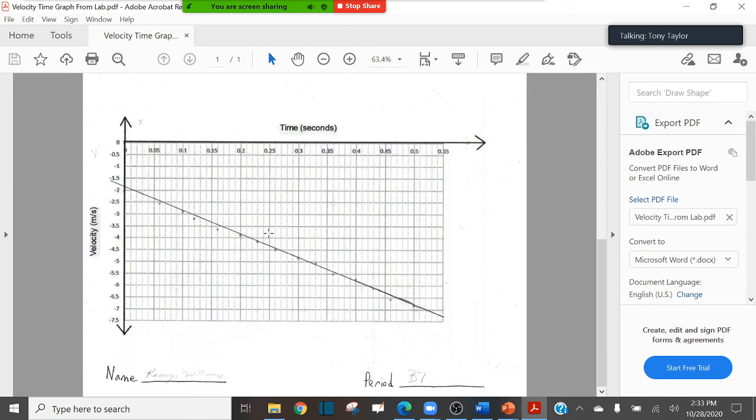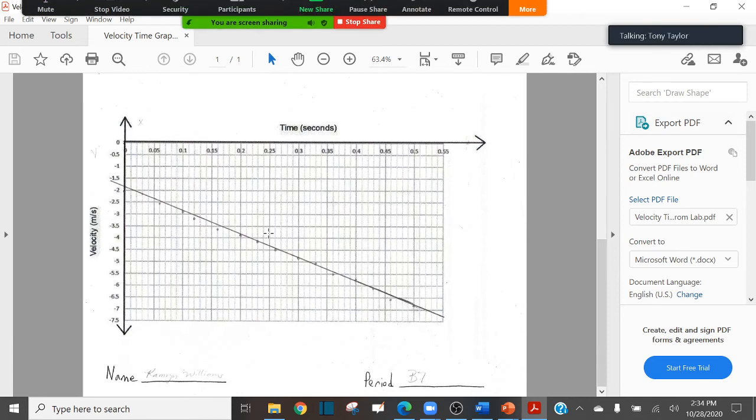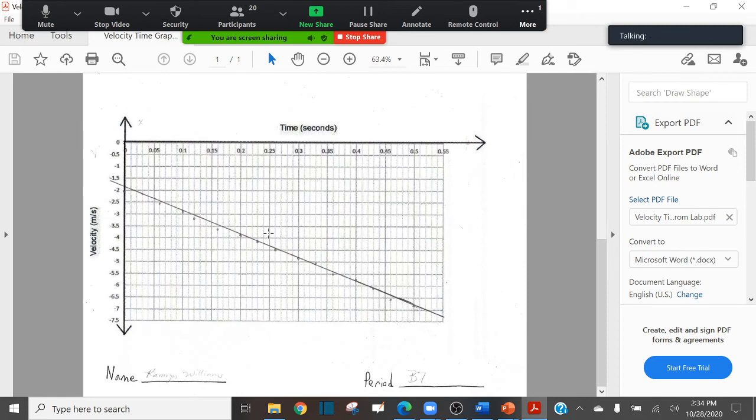Well, what do we do, guys? We talked about that at the beginning of the class. How do we figure out displacement from a velocity versus time graph, y'all? We do what? We look at the what? How do we take displacement from a velocity versus time graph? Come on, y'all, wait. Find the area of the triangle. Thank you, Stephanie. We find the area. Exactly. We find the area.